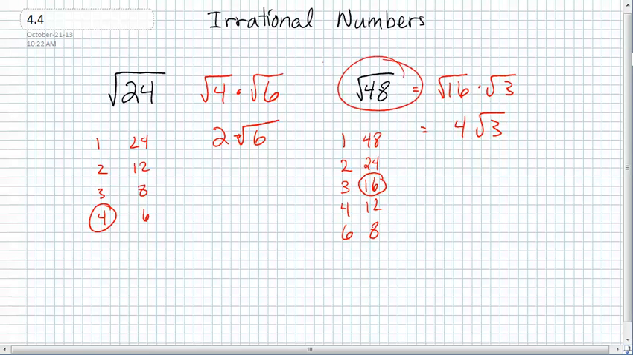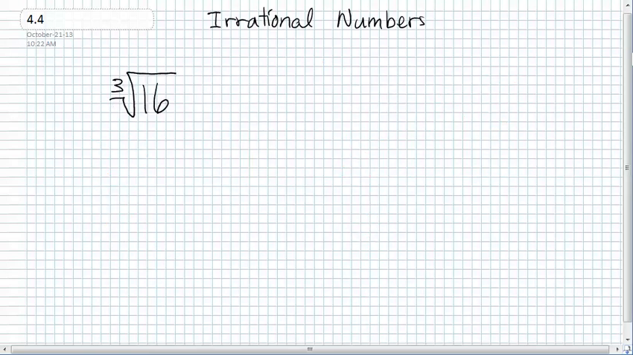Okay, now be careful with this one because this is a perfect cube now. I'm looking for factors of 16 that are perfect cubes. Can you do this one on your own, I wonder? Hopefully you recognize that 8 is a perfect cube. So this is going to be 2 times the cube root of 2. You can do it like that.